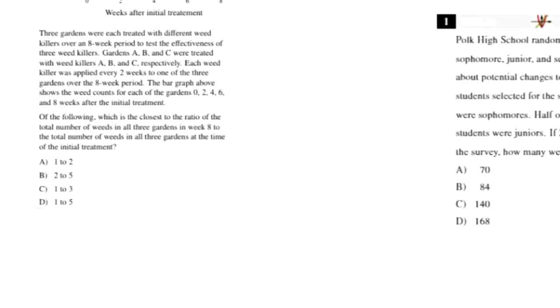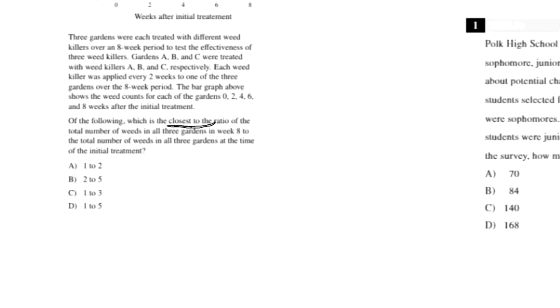Now, that's what you are finding. The closest ratio, keyword here, closest ratio. The ratio, that's the main thing, is the total number of weeds in all three gardens in week 8, and the total number of weeds in all three gardens at the time of initial treatment. So we have our key information already.